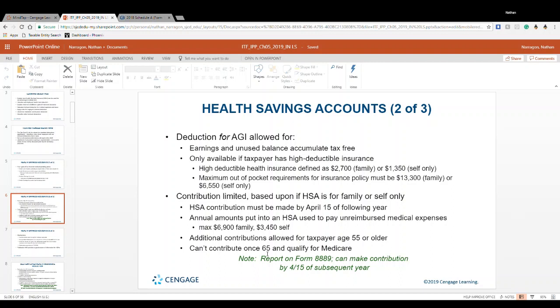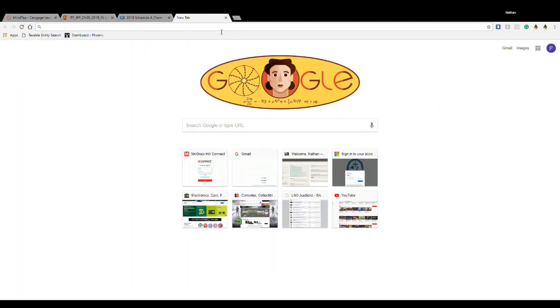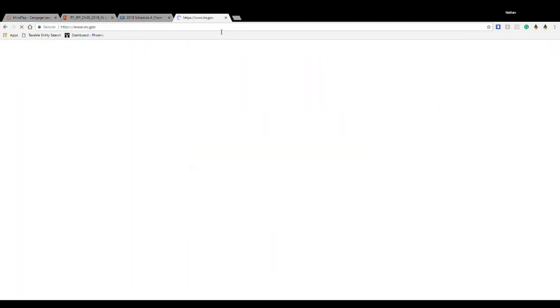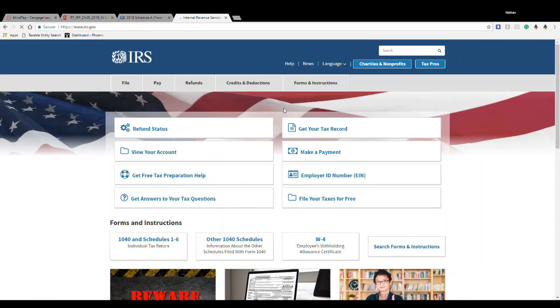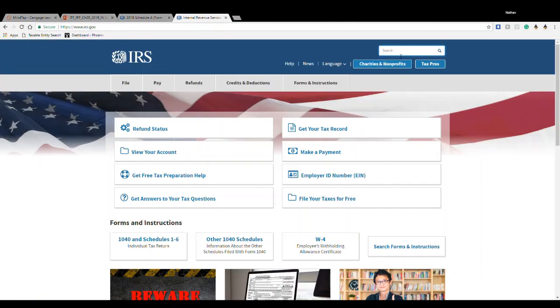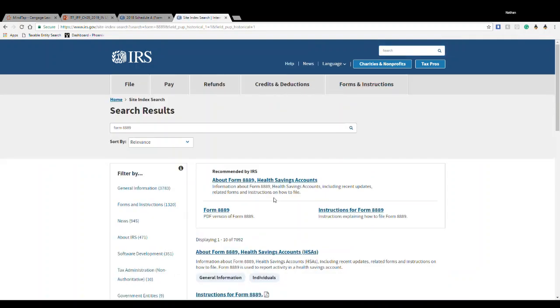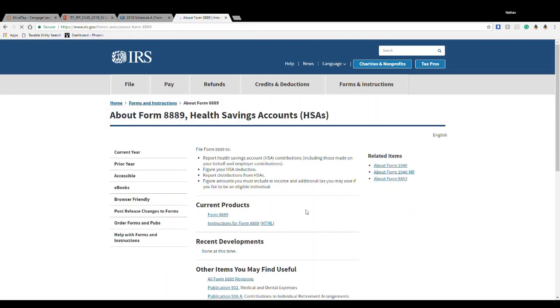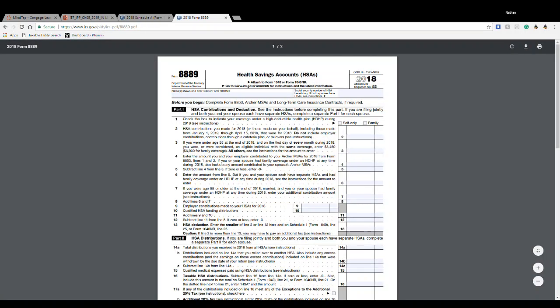And it also shows a form right here. So let's go ahead. I like always showing all the forms. So again, always go to irs.gov. And we're going to look up which form it was, Form 8889. And this is the actual form right here.